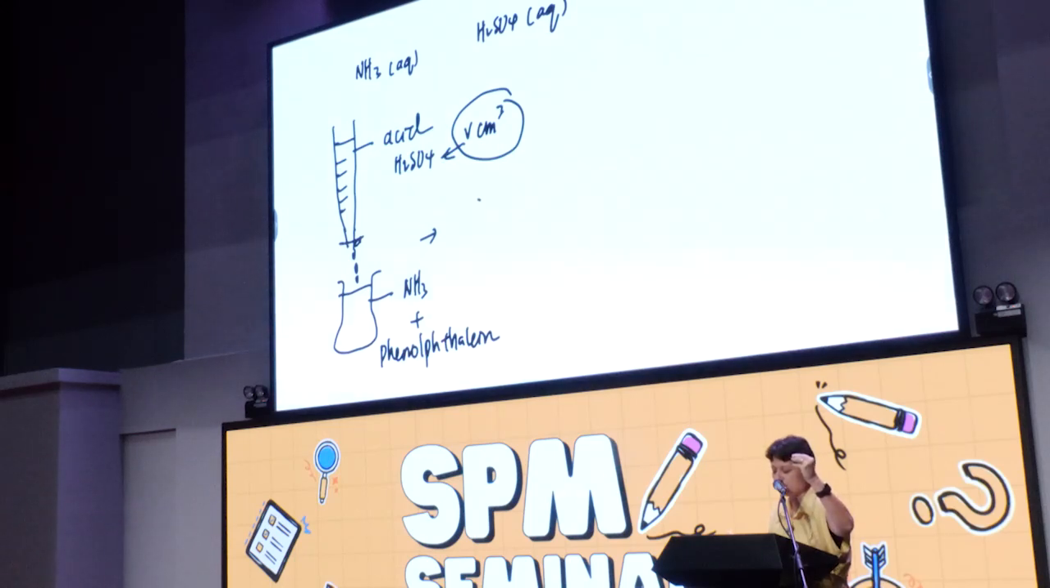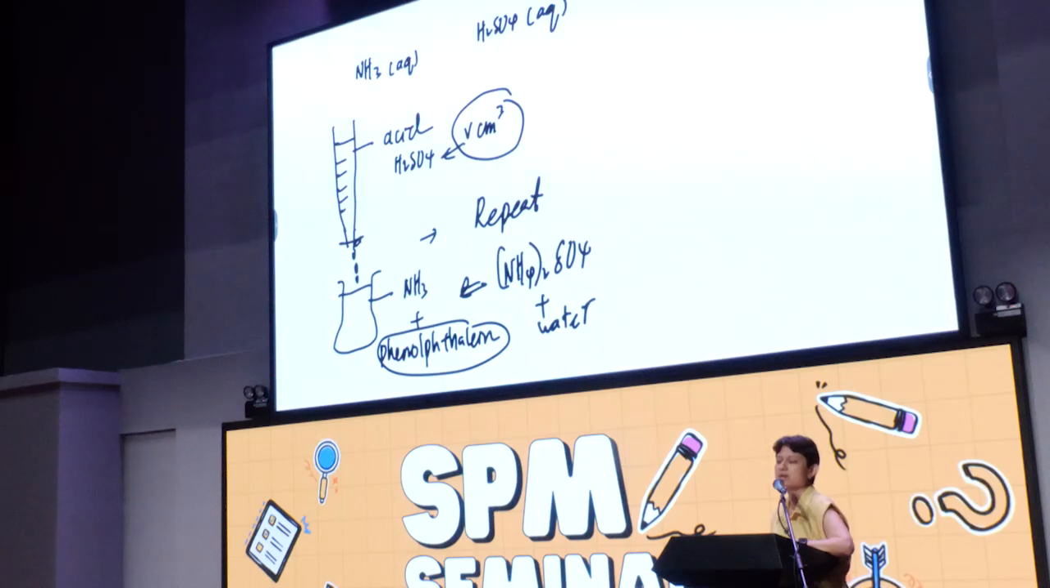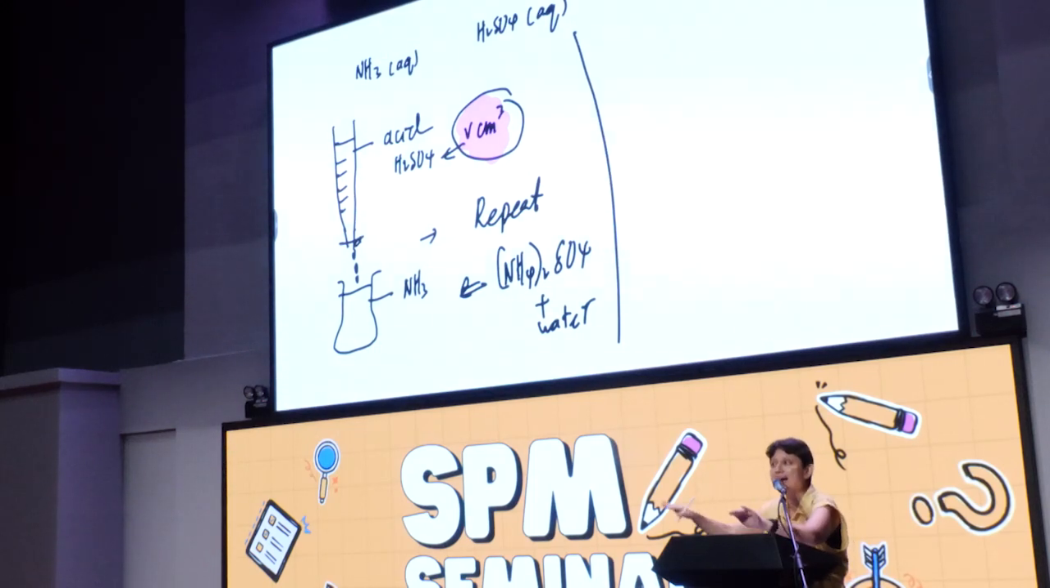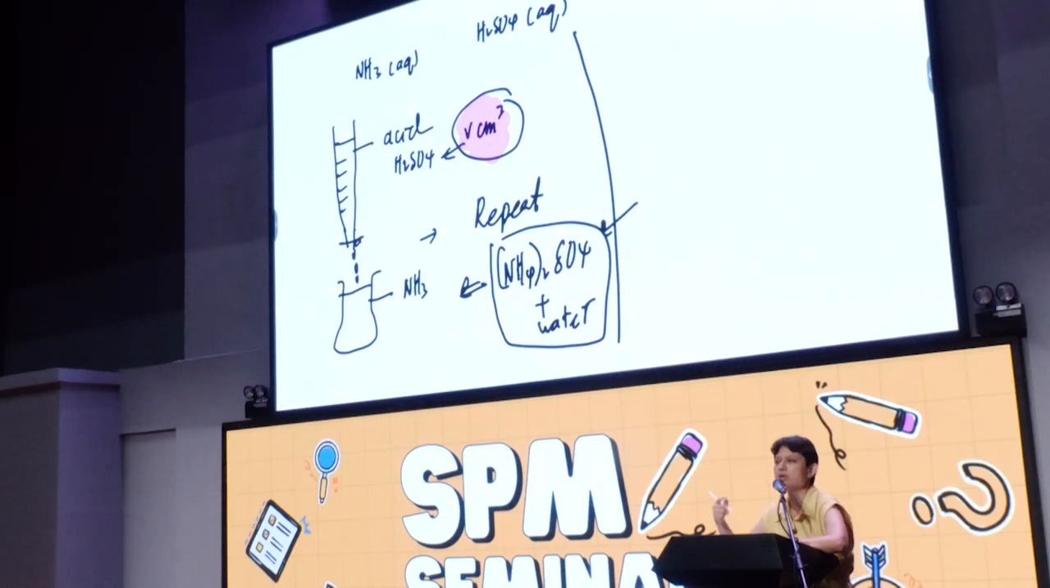Now, you repeat. Why repeat? Because this one is not pure. It's ammonium sulfate with water with phenolphthalein. Cannot. So you must repeat the experiment without phenolphthalein. But there is no color, no color. It's okay. Now you add V centimeter cube. Ah, clever. You know, you must use V centimeter cube. Okay, after this, after you have made your final titration without phenolphthalein, is it pure now? Yes. Now you have salt solution. You have salt solution. How to change salt solution into salt?